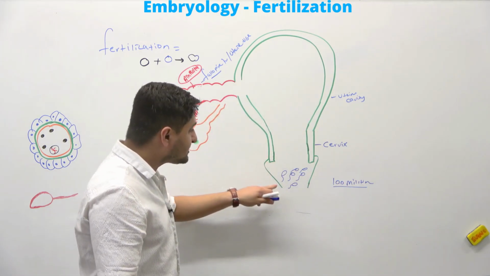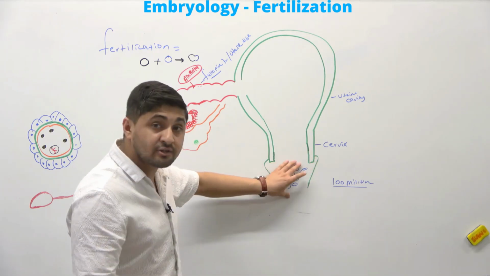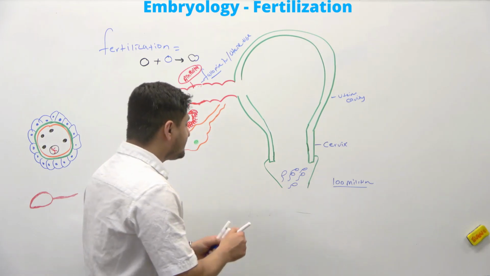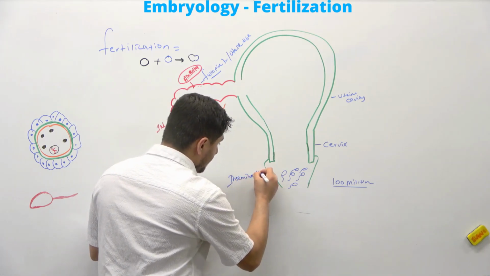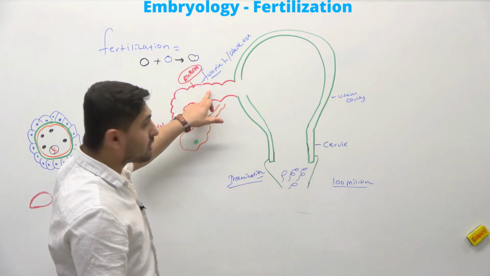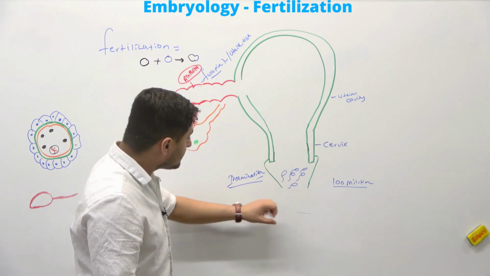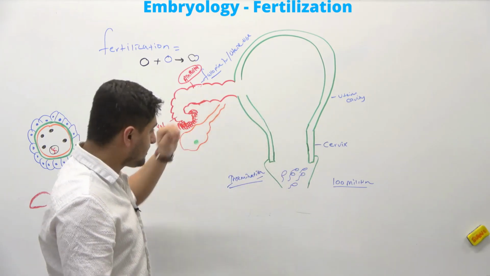Remember, this whole process of sperm getting deposited into the female genital tract is called insemination. But you have to think about this: for fertilization to take place, the sperm has to get all the way down here. But how does the sperm actually travel all the way down here? This is what we're talking about now.